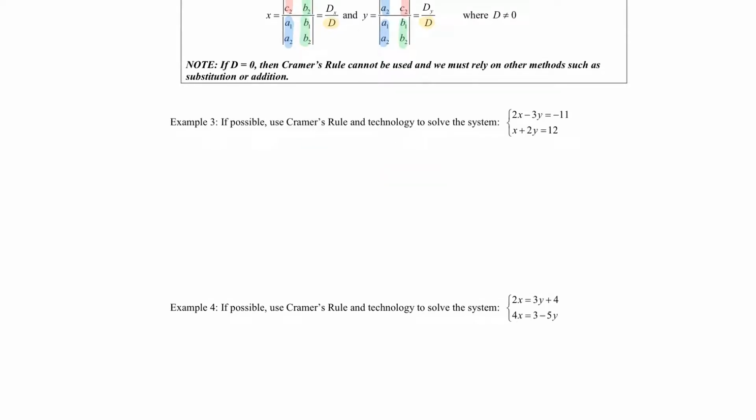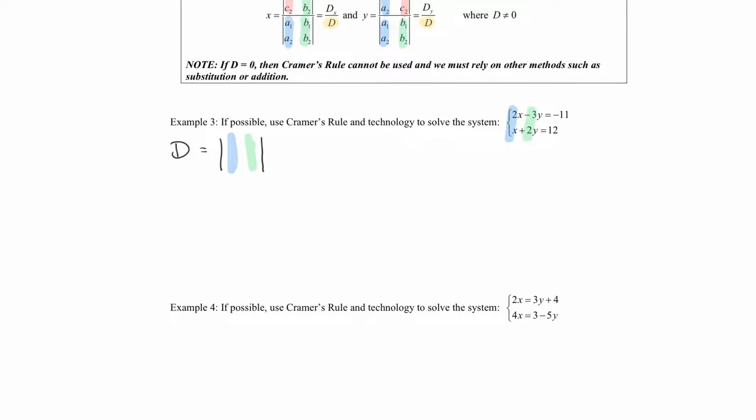So in order for me to use Cramer's rule to solve this system, the first step is always going to be to find that denominator and see if it's 0. So remember that that denominator D is made up of the coefficients of the x variable in the first column and the y variable in the second column, right? And notice too that my equations have to be written in standard form, ax plus by equals c, right, in order for me to do this.